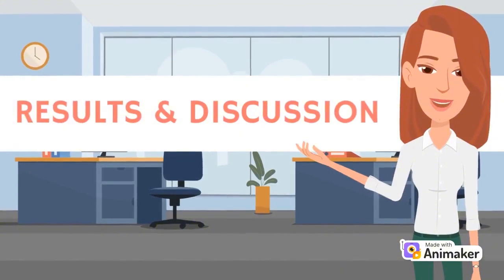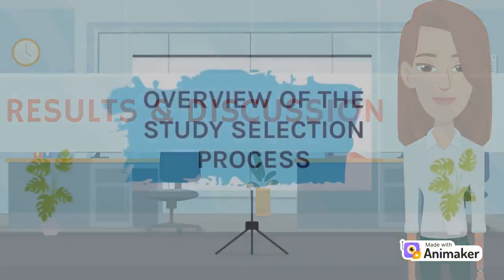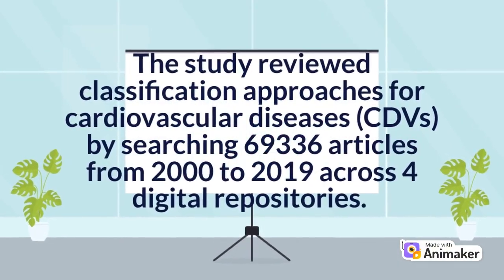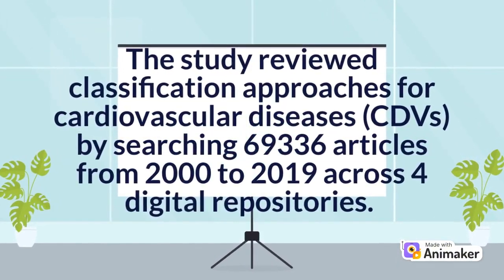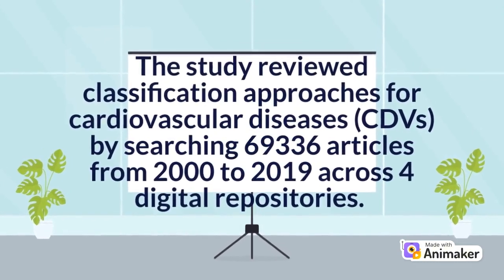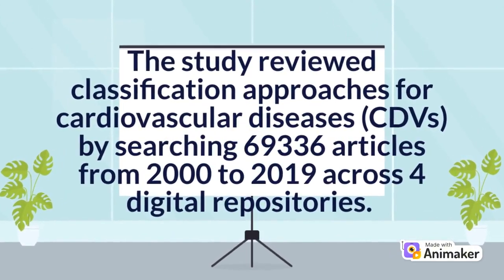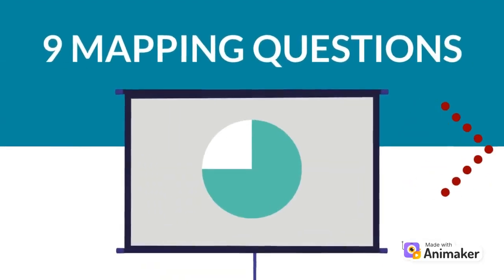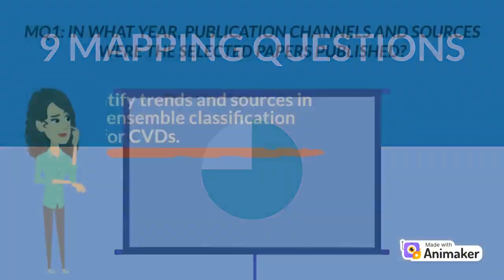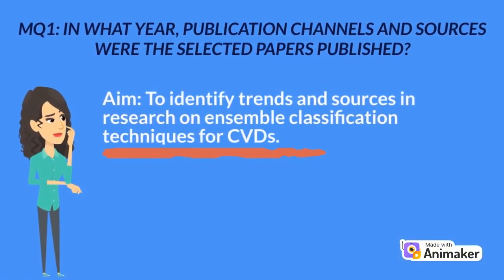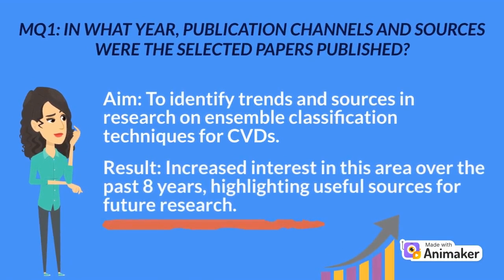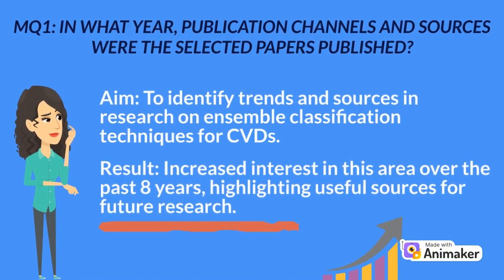Now, let's move on to results and discussions. The overview of the study selection process: the study reviewed classification approaches for cardiovascular diseases, CVDs, by searching 69,336 articles from 2000 to 2019 across 4 digital repositories. There are 9 mapping questions examined in this study. MQ1 aimed to identify trends and sources in research on ensemble classification techniques for CVDs. The study found increased interest in this area over the past 8 years, highlighting useful sources for future research.